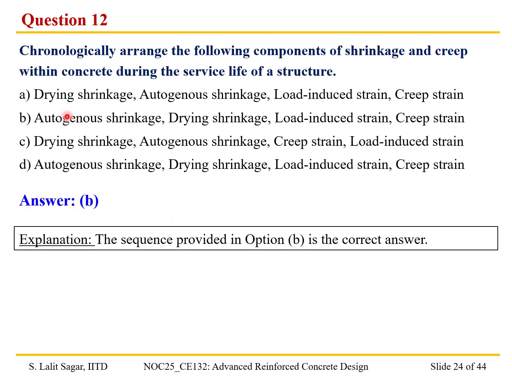So the correct sequence is autogenous shrinkage due to the hydration of cement, drying shrinkage due to the evaporation of water in concrete. Then we have the load induced strain. Then ultimately we have the creep strain, and creep is nothing but the deformations under sustained loading conditions.